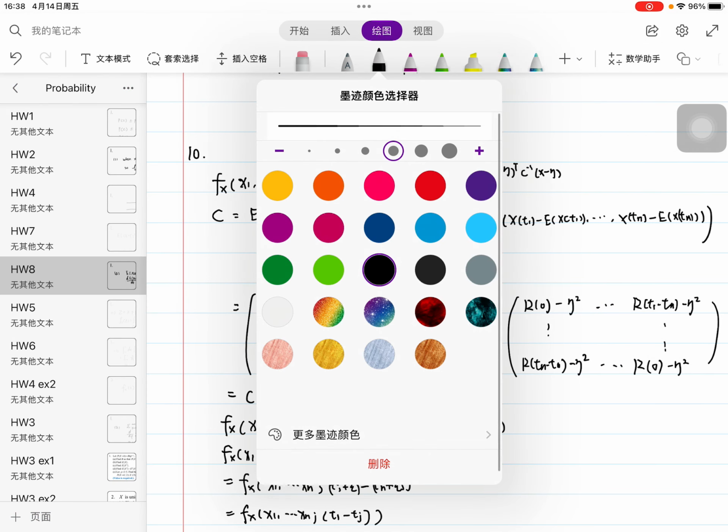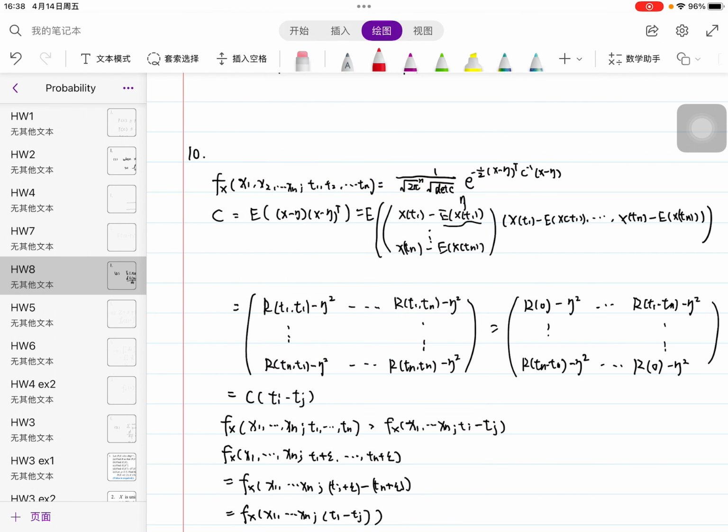Hello, welcome back, and this is homework 8, exercise 10. For this question, we are going to prove that if a normal process is wide-sense stationary, then it is strict-sense stationary. So the normal process is WSS. We need to prove that it is SSS.